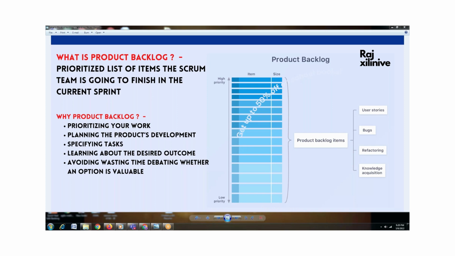This product backlog is not only for user stories, because most people have some misconception that the product backlog is used only for user story development. To some extent that is right, but not to the full extent. Because the product backlog consists of user stories, at the same time we can include bugs too, right? Whatever bugs we have identified. For example, coding was done. Once the coding was done, testing was done by the team members, where they identified some bugs which have to be troubleshot in coming time.